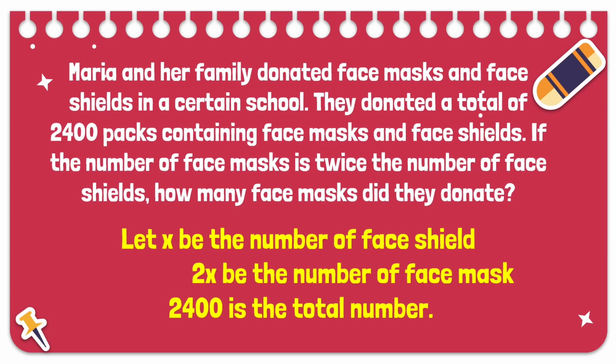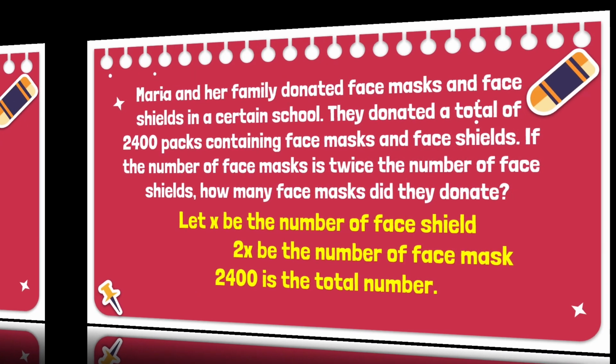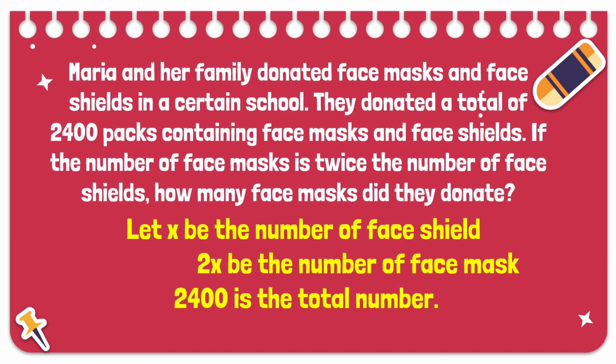Then, ang total number ng packs ay 2,400. So, paano natin siya ita-translate into mathematical expression or algebraic expression? Okay, so ang gagawin natin ay pagsasamahin natin yung x tsaka 2x, diba? Yung x, ito yung number ng face shield, i-add natin sa number ng face mask, kung saan ang kanyang value ay 2x, then i-equate natin siya sa total number of packs, which is 2,400. So, ang ating expression ngayon is x plus 2x equals 2,400.